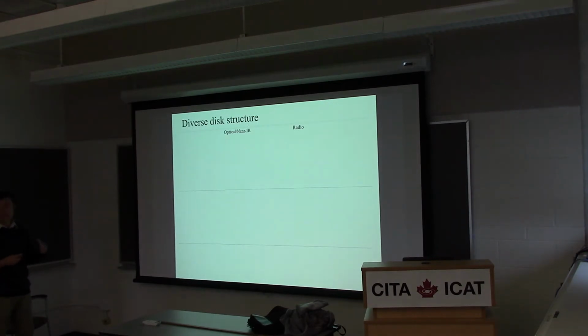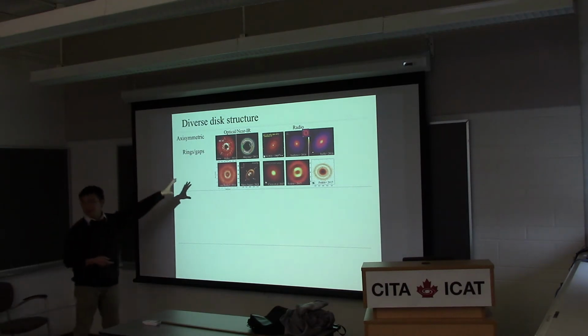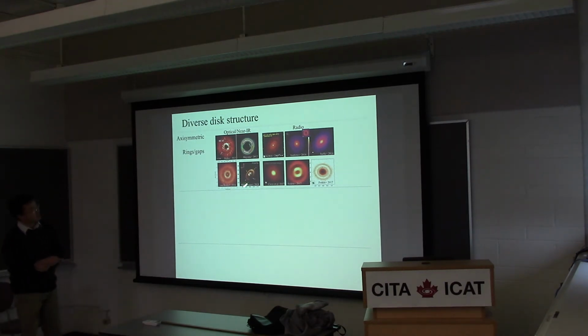So first I'll talk about these disk structures. Just in recent years, we have seen diverse disk structures at near-infrared, optical, and radio, from sub-millimeter to centimeter. We have seen a lot of axisymmetric rings and gaps. These are ground-based observations, mostly from VLT. This is a Hubble observation, so you see the rings. And this is from ALMA observations. You see all these rings.